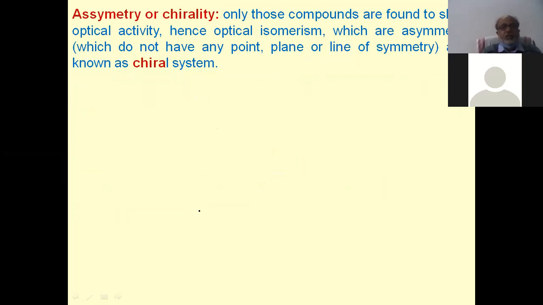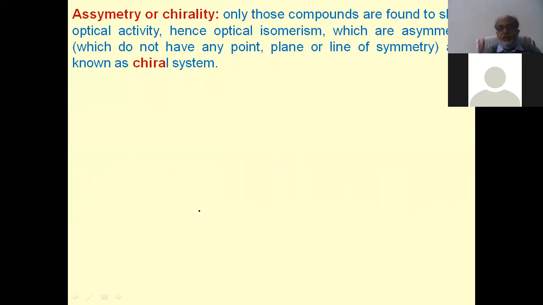Now the question is, what type of molecule will exhibit optical isomerism? This is the main question that we have to answer. And for that, what is required? For any optically active compound which shows optical activity, what will it have? Asymmetry in the molecule. That means the molecule has to be asymmetric.